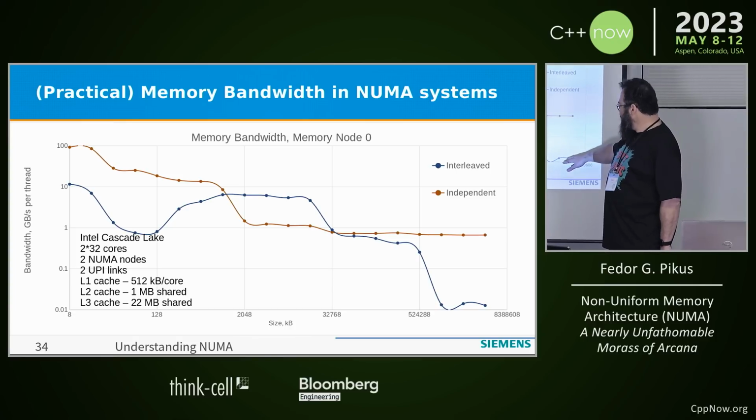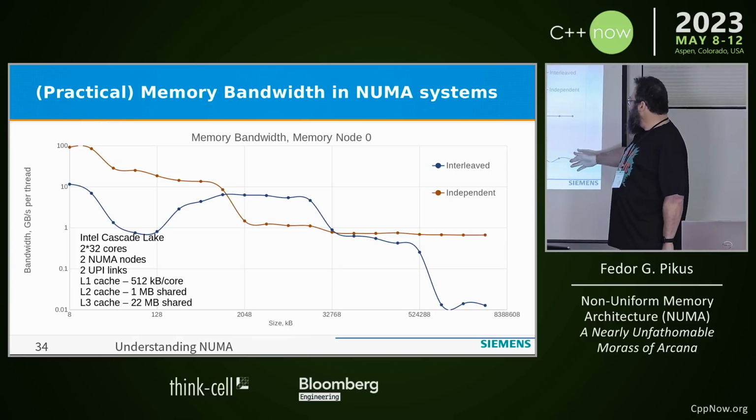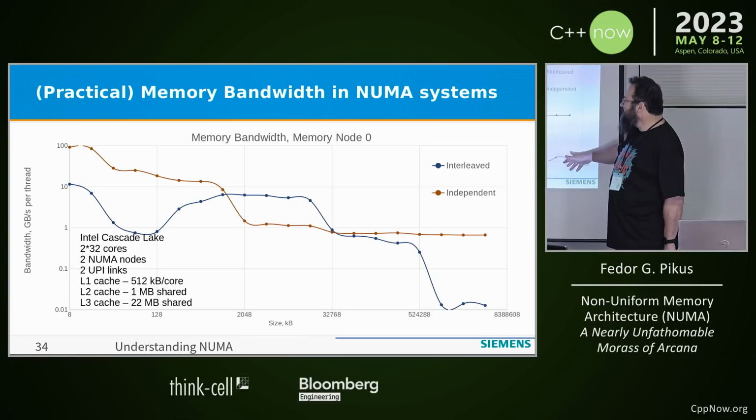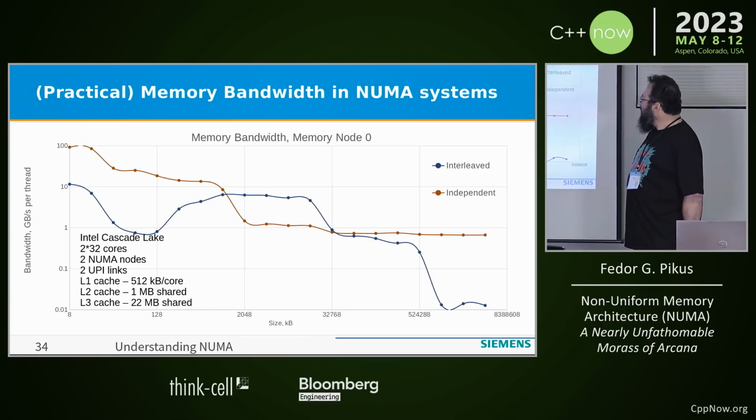But it drops here. And this is basically what the system does. So the prefetching with stride is not very effective.